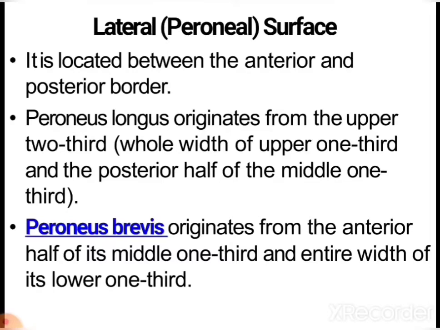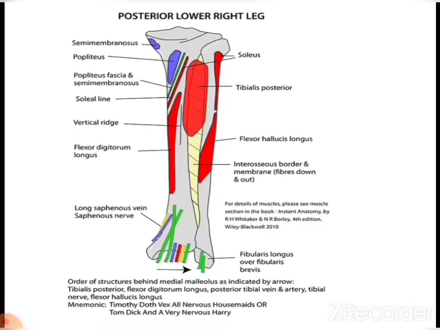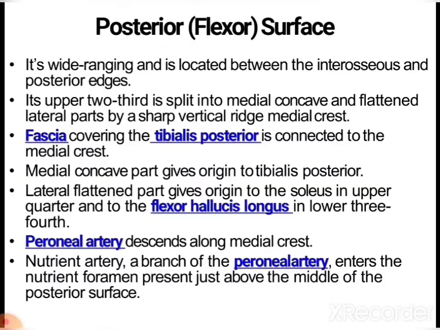Then on the lateral surface, that is peroneal surface, we have attachments of only two muscles, that is peroneus longus and brevis. The peroneus longus originates from the upper 2/3 part and posterior half of the middle 1/3, while peroneus brevis originates from the anterior half of its middle 1/3 and entire width of the lower 1/3 part. So these are the attachments on the fibula.